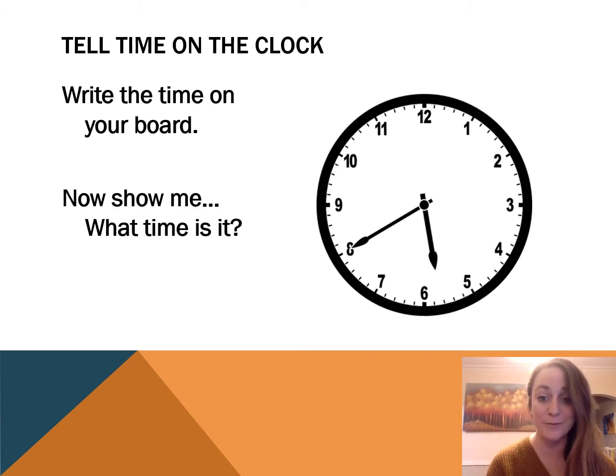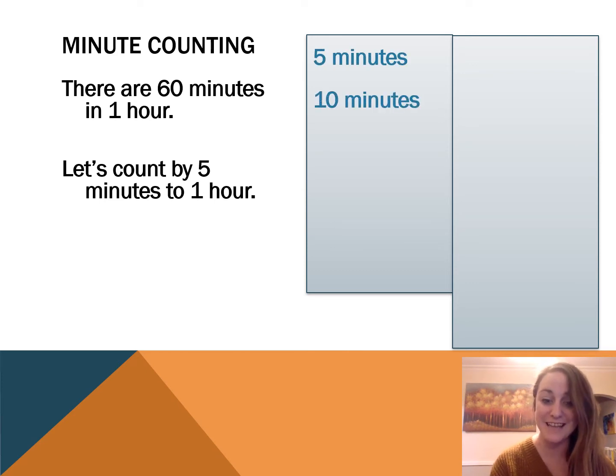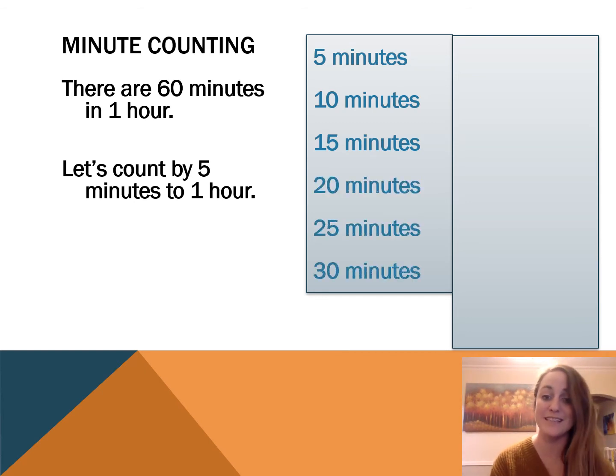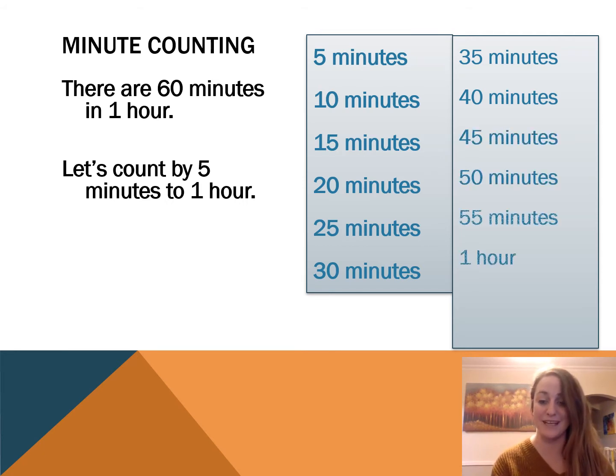Now, show me. What time is it? It is 5:40. There are 60 minutes in 1 hour. Let's count by 5 minutes to 1 hour. Ready? Let's go. 5 minutes, 10 minutes, 15 minutes, 20 minutes, 25 minutes, 30 minutes, 35 minutes, 40 minutes, 45 minutes, 50 minutes, 55 minutes, 1 hour.